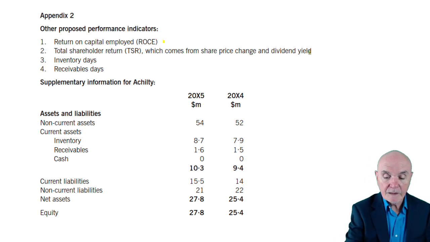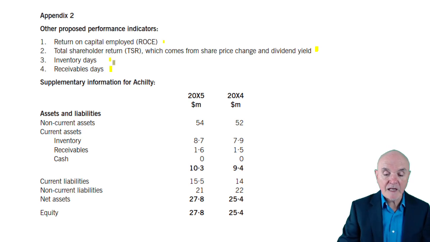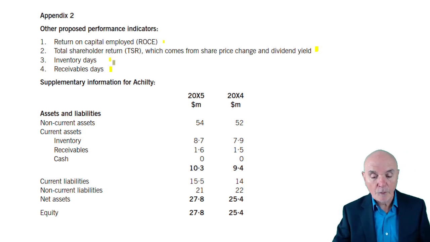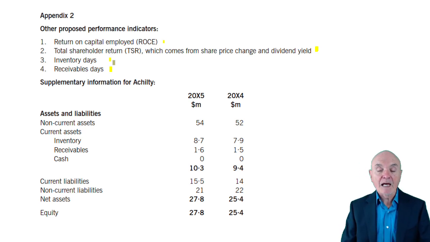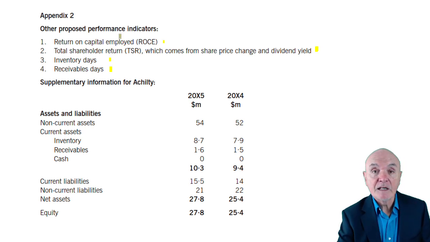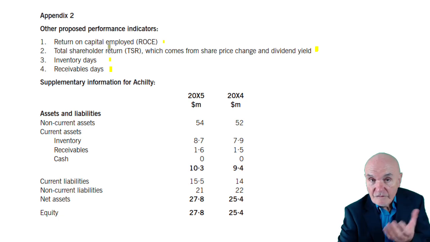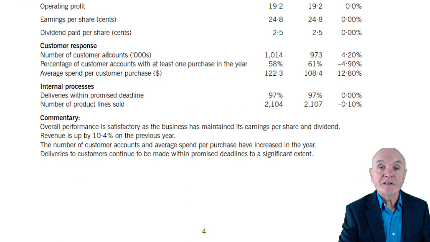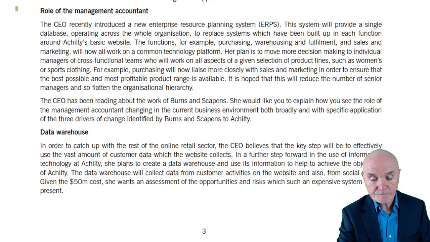So this is where in Appendix 2, I think they were talking here about the proposed performance indicators: return on capital employed, total shareholder return, inventory days, receivable days. These are additional performance indicators, and we have to judge basically whether they're going to be of any use to the company in achieving its mission and thereby, fundamental to that, achieving its subsidiary objectives.